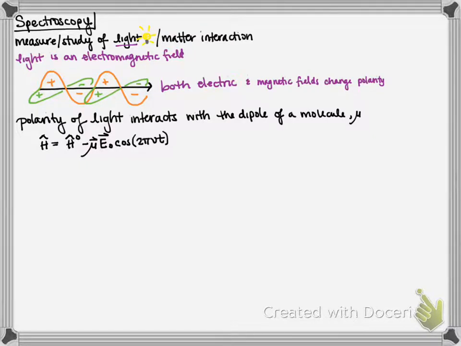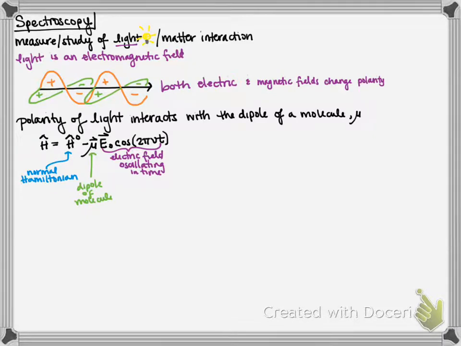Our Hamiltonian, when we think about spectroscopy, is always our H hat naught, which is just our normal, regular Hamiltonian for our system. If we're thinking about measuring a vibration, our normal Hamiltonian would look something like a harmonic oscillator. Then we have our perturbation term to the Hamiltonian, which is going to involve the dipole of the molecule, which is direction specific, so this is a vector, times the electric field oscillating in time of the electromagnetic field, or the light.